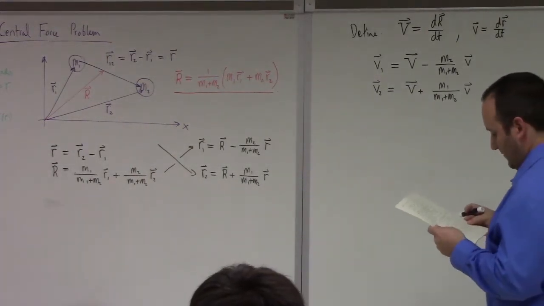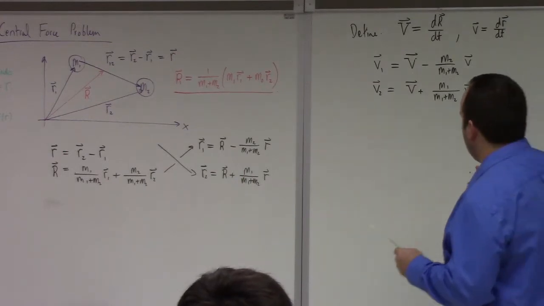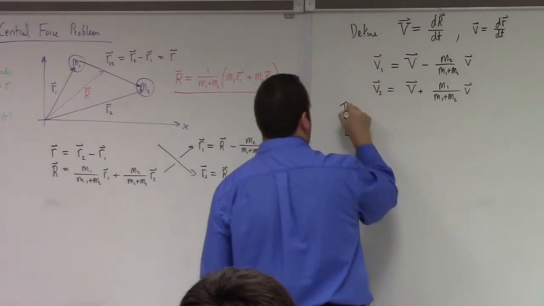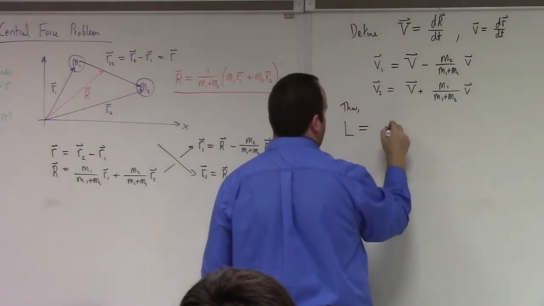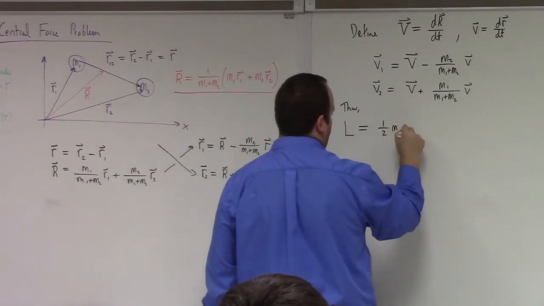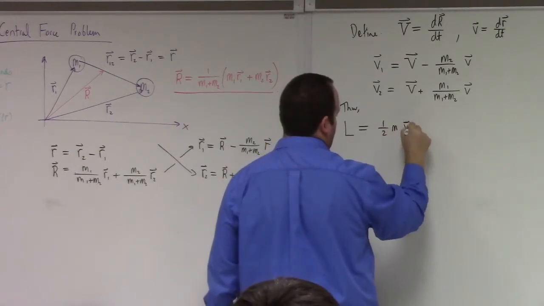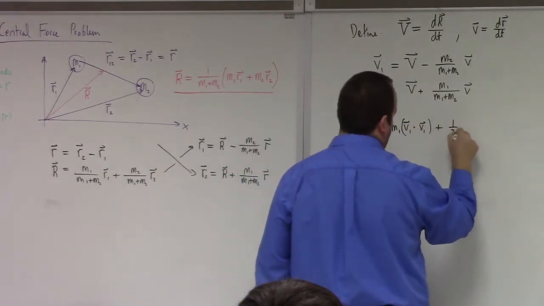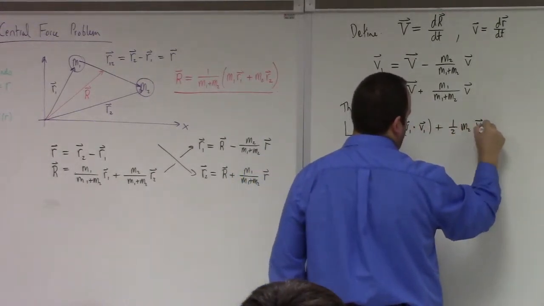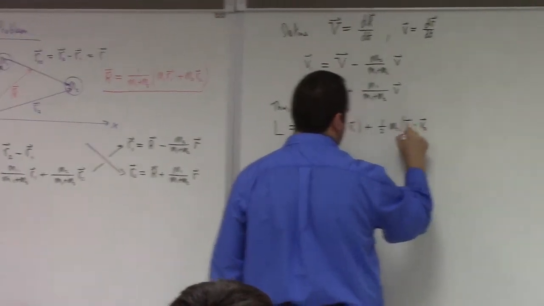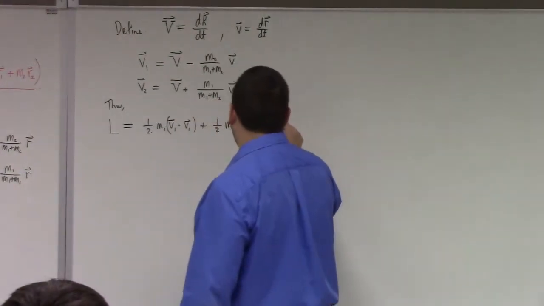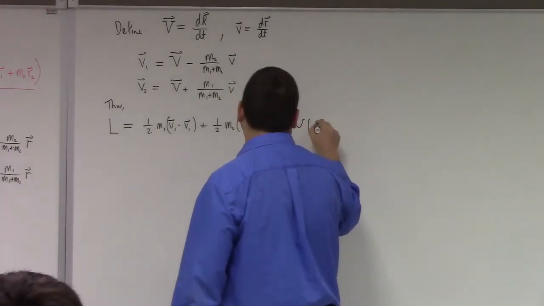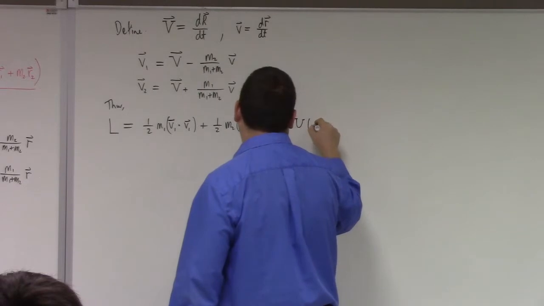All right, well that's pretty awesome. And then you can calculate the kinetic energy. Well, I'll just go ahead and calculate the Lagrangian. The Lagrangian is what? Well, it's 1/2 m1 v1 dot v1, plus 1/2 m2 v2 dot v2. So there's the kinetic energy for the first mass plus the kinetic energy for the second mass, and then minus u, which is just a function of r.